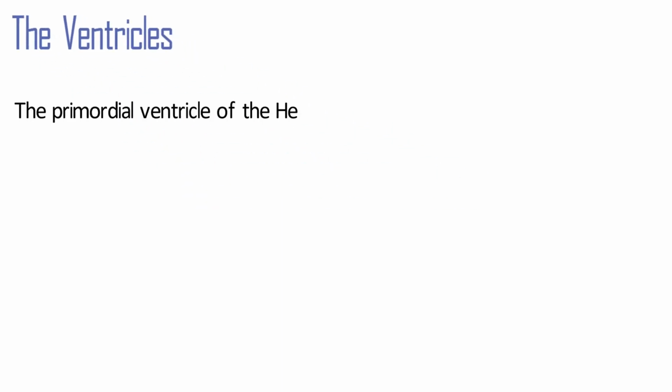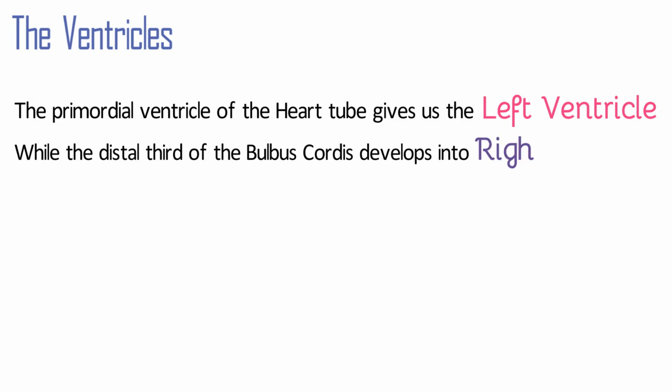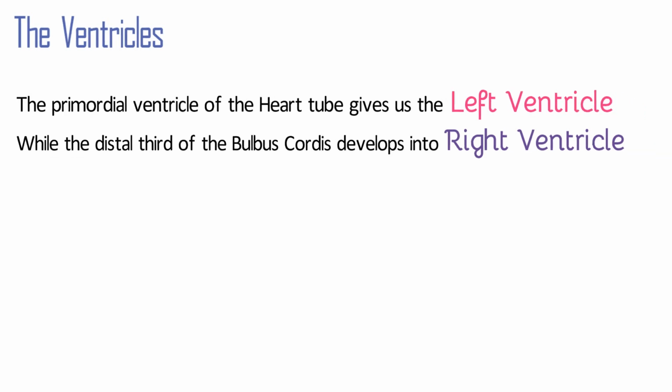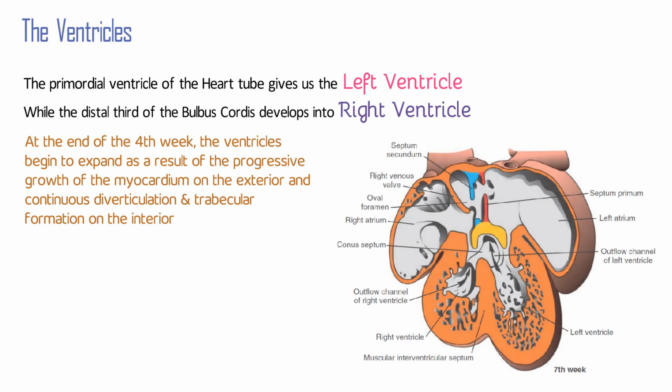Now to the ventricles. From the previous episode of this topic, we derived that the primordial ventricle of the heart tube gave rise to the left ventricle, while the distal half of the bulbus gave rise to the right ventricle. Further growth or development of the ventricles correlates with the development of the interventricular septum. As at the end of the fourth week, as with the atrium, the septal formation in the ventricle begins.